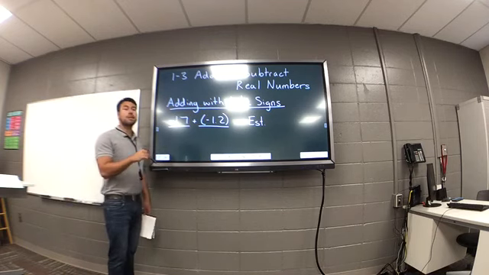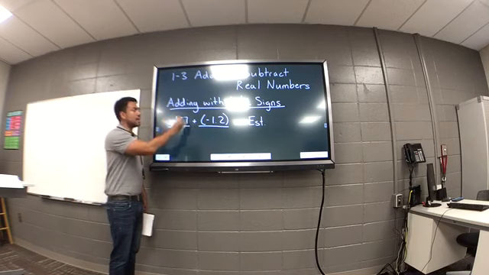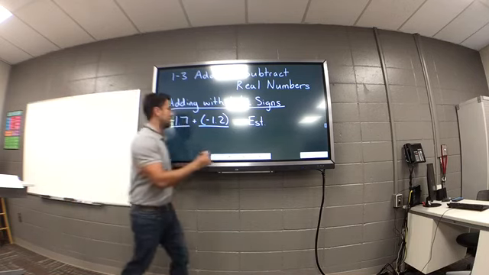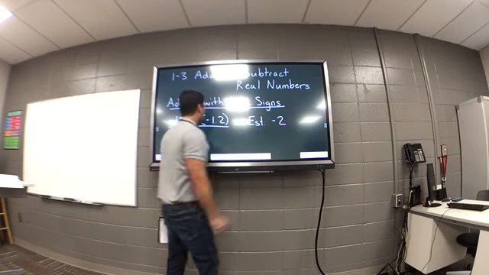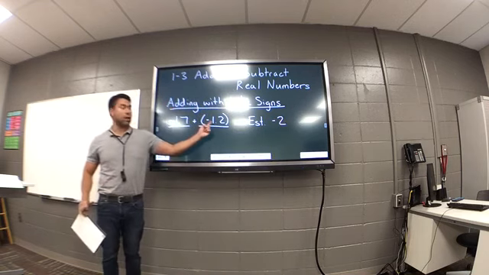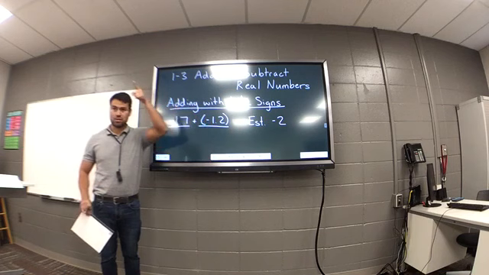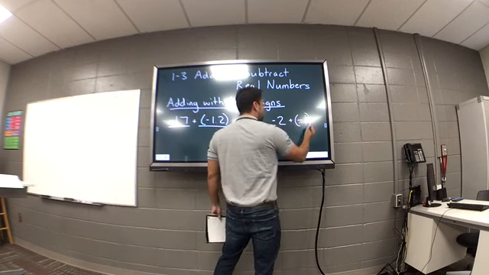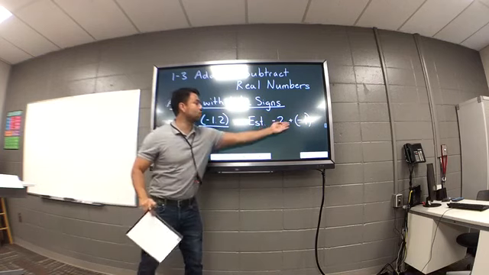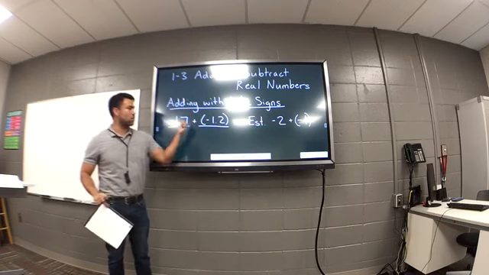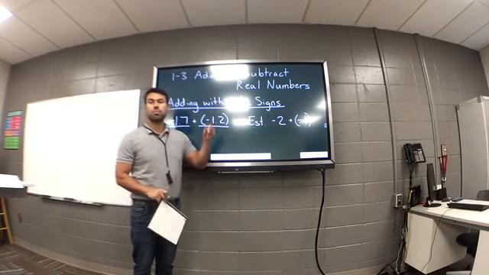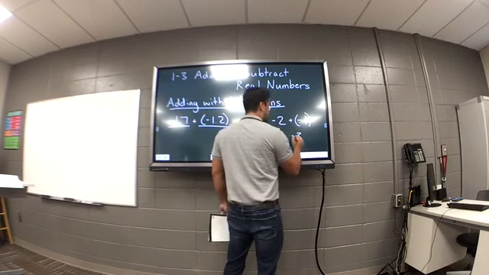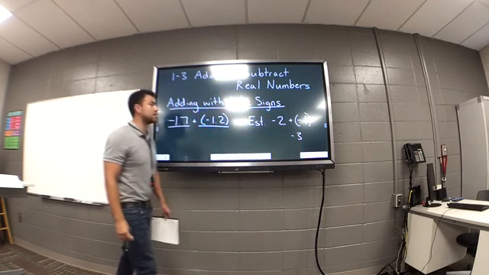Okay, estimate by rounding. So what would negative 1.7 round to as an integer? Negative 2. What would negative 1.2 round to as an integer? Negative 1. Yeah, good. Negative 1, and you're adding them, right? So this would be a simpler version of what's being worked out here. What is negative 2 plus negative 1? Negative 3. Okay, that's what we would get if we estimated.